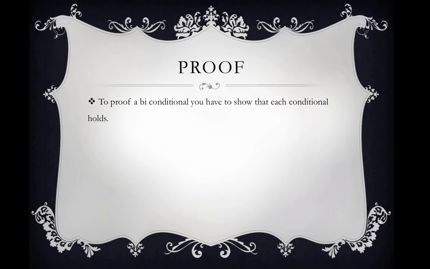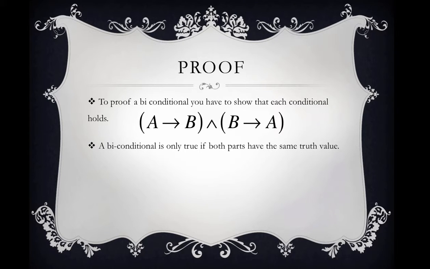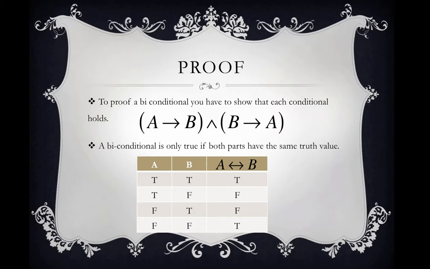This truth table is actually done by proving that A implies B and B implies A. Now if you think about it, remember how an AND works. An AND means that both parts must be true. So a biconditional is only true if both parts have the same truth value. So looking at that statement above, imagine A and B, here are the various true and false values they could take on. Let's see how the truth table of the biconditional looks.